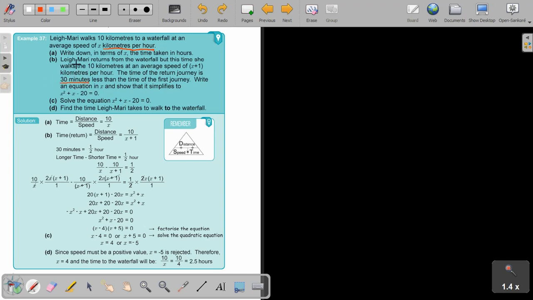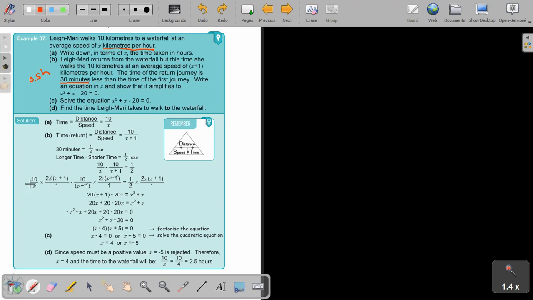So you have to take that minutes to hours, and then you divide by 60 and you get 0.5 hours. Okay, so that's half an hour. So now the longer time, you take the longer time, which is this one, and you subtract the shorter time, so she walked faster back, and that will be a half.